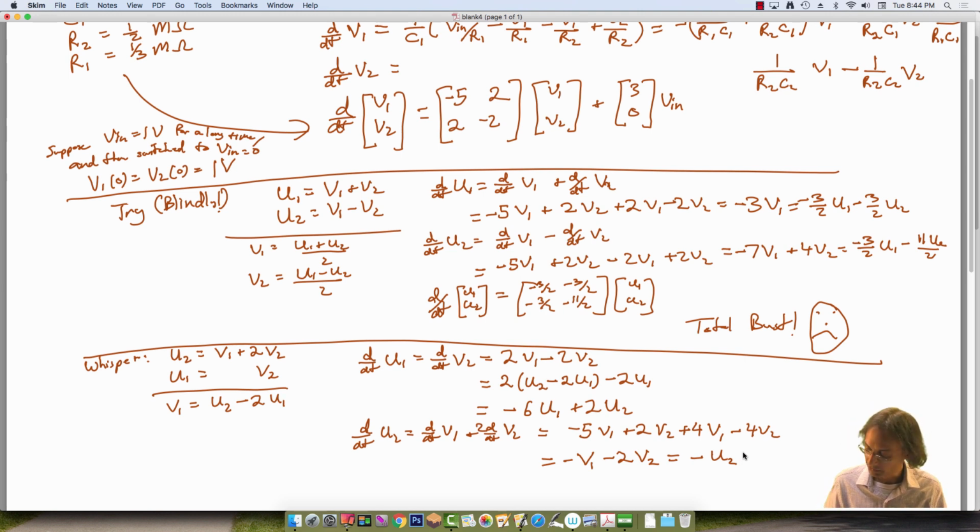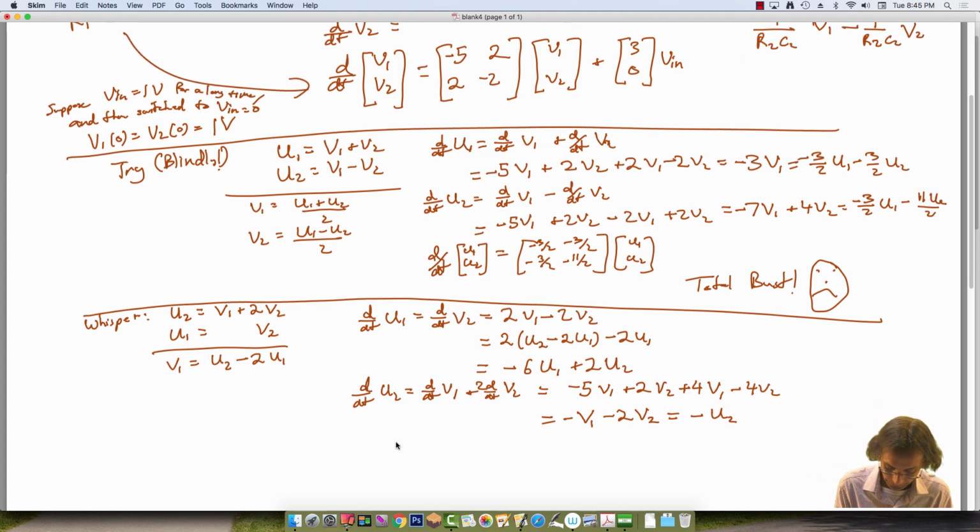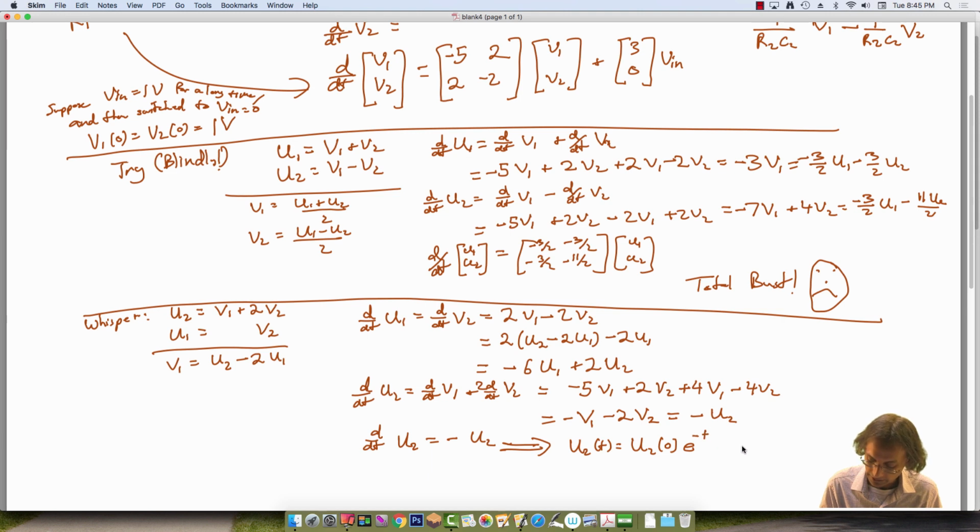So now, if you look at this, what we have is d by dt U2 equals minus U2. This is a differential equation we know how to solve. So from here, we know that U2 of t equals U2 of 0 times e to the minus t. This is for every t greater than or equal to 0. So what is U2 of 0?